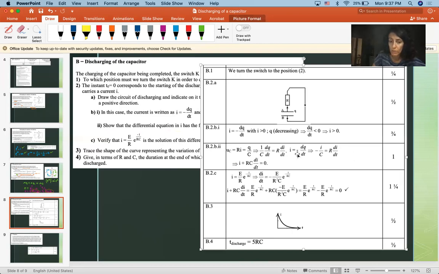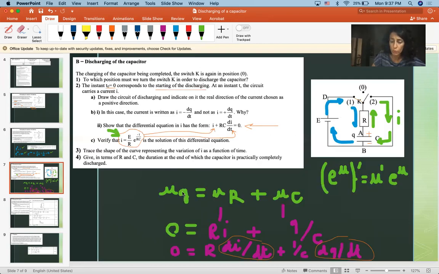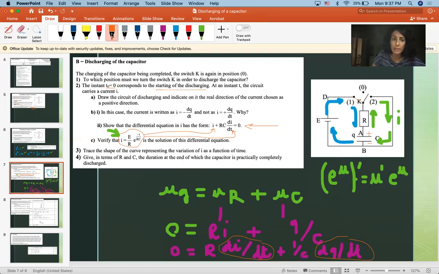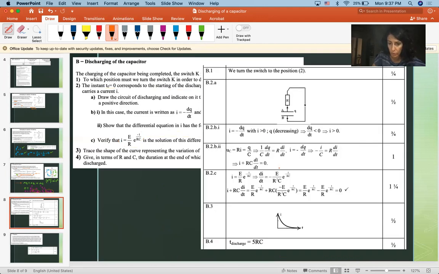Don't follow their method. I'd rather follow UG is UR plus UC. Replace, then do that. They did exactly the same, but they started with the fact that I is dq over dt, and they continued. So two methods, but this method we never tackled. We always start from this one. Why do I like this method? I like this method because I can use it for the charging and for the discharge. That's why I stick to it, and it's going to give you the same answer eventually.